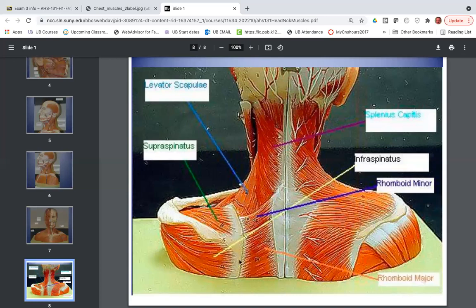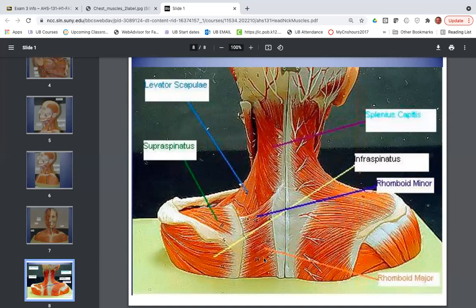Notice the angle of these fibers is a little bit on a diagonal. They're not perfectly horizontal like the middle fibers of the trapezius were. These are more on a diagonal, and it makes the shape of a rhomboid or a rhombus. So there's a rhomboid minor and a rhomboid major. Minor goes from C7 to T1 spinous process to the vertebral border. Rhomboid major goes from T2 to T5 spinous process to the vertebral border.